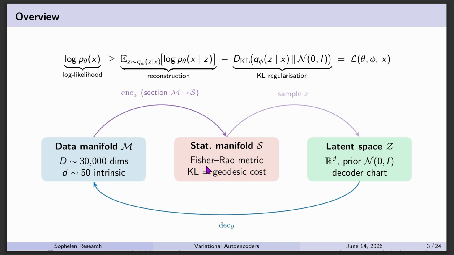Here is the overview of variational autoencoders. Earlier, we said that we first embed our images into the ambient space R to the 30,000. This is extremely large. The manifold hypothesis says that our data manifold lives inside a much smaller space. The reason is that the pixels are not free; they are heavily constrained.